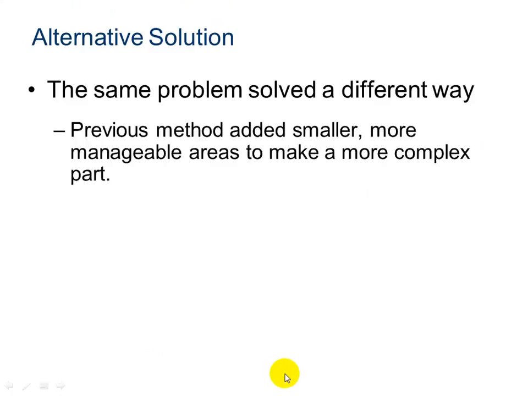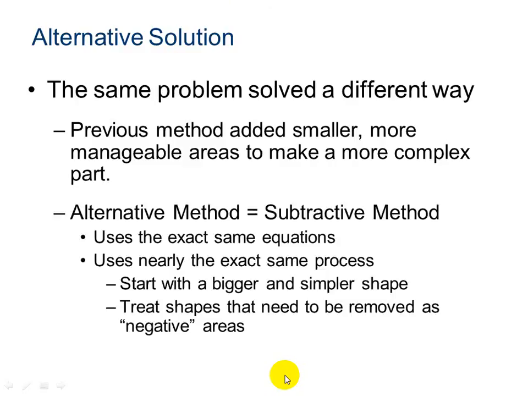Our previous method broke it down into smaller parts, and then we added them all up to get the more complex part. But what if we chose to use the subtractive method? I'm going to use the same exact equations and almost the same exact process, only I'm going to make the object bigger than what it is, a bigger, simpler shape, and I'm going to take out the parts that I don't need, or the negative areas.